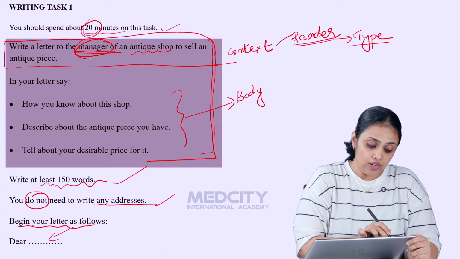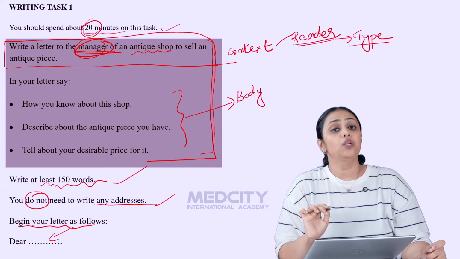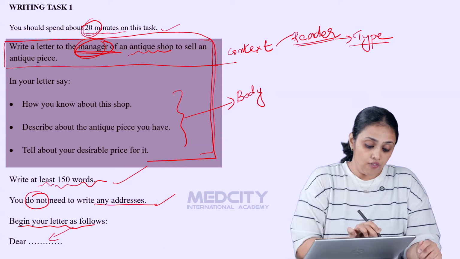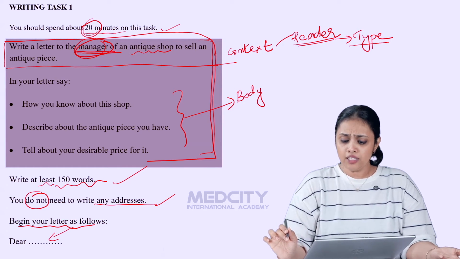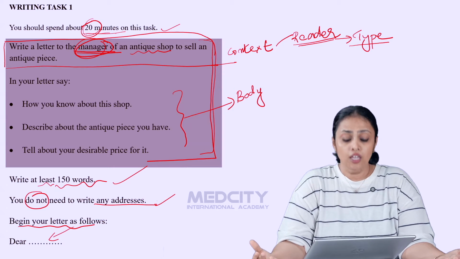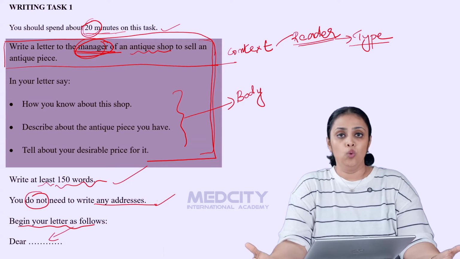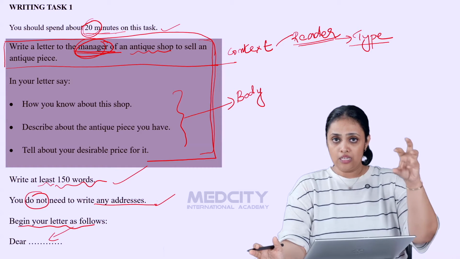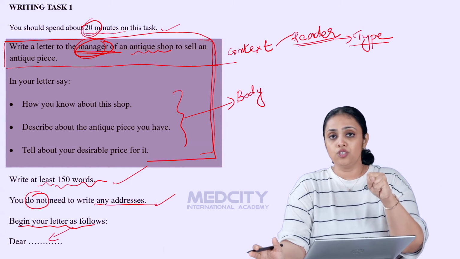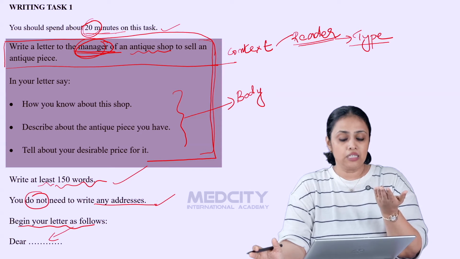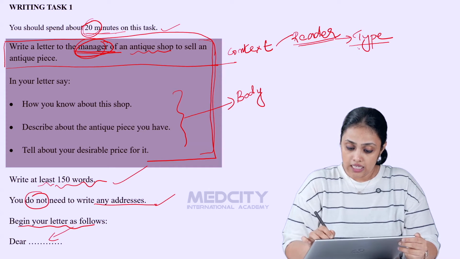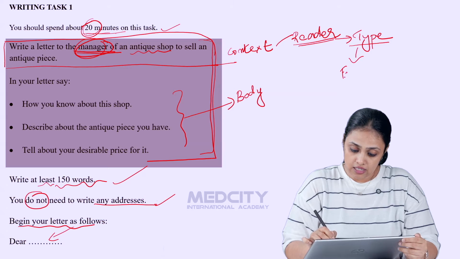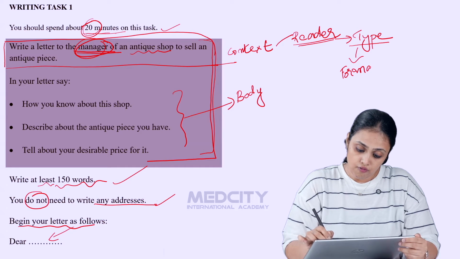By knowing who the reader is. So here we understand that we need to write a letter to the manager of an antique shop. Now, manager of an antique shop means it's sure that it's somebody whom we don't know. So when you're writing a letter to somebody who holds a position, but we do not know them personally, then we understand that that type of letter is going to be a formal letter.